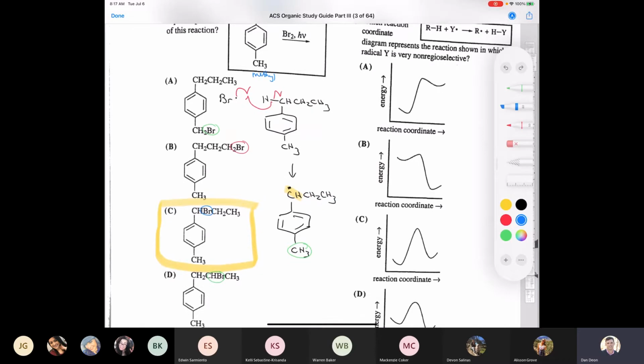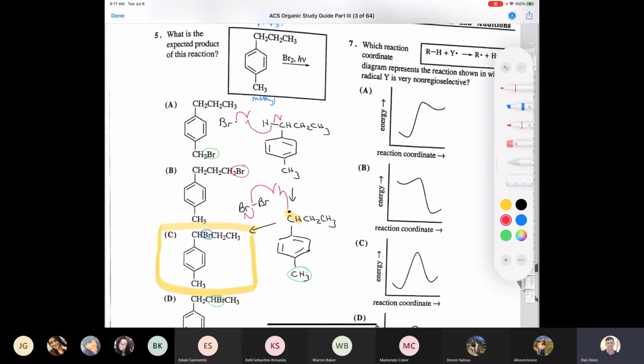So that would give you the most stable radical, and therefore that's where the bromination is going to occur, the halogen abstraction. And if you want to really draw the whole mechanism, you draw the bromine and you could draw the halogen abstraction, which is going to look like this, and that would give you product C.